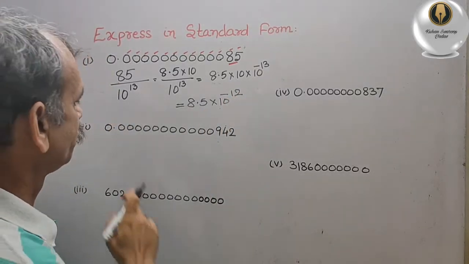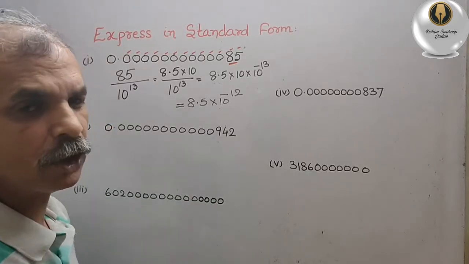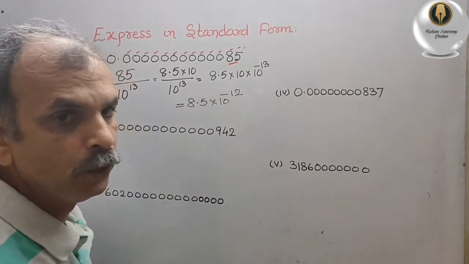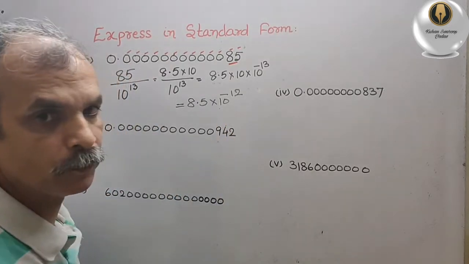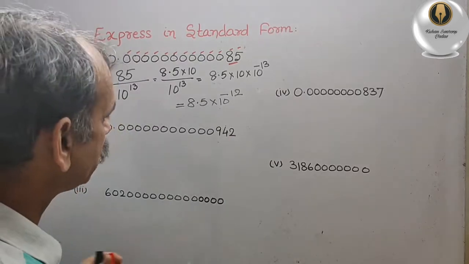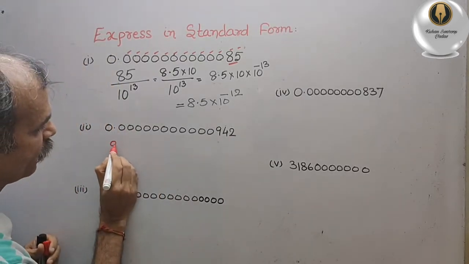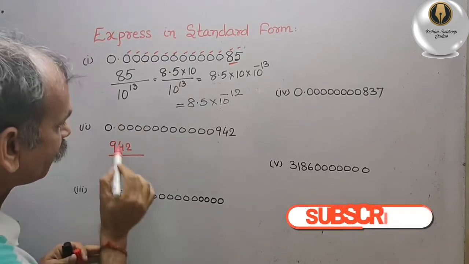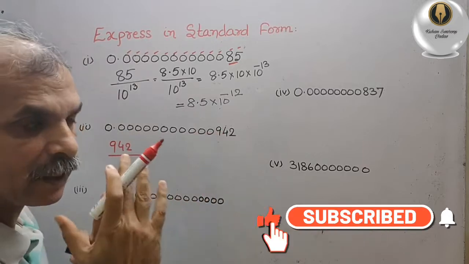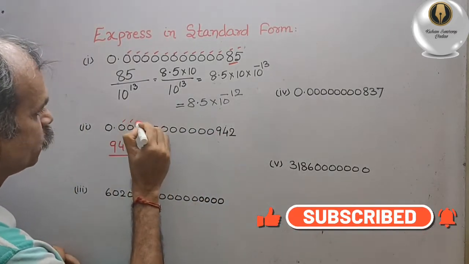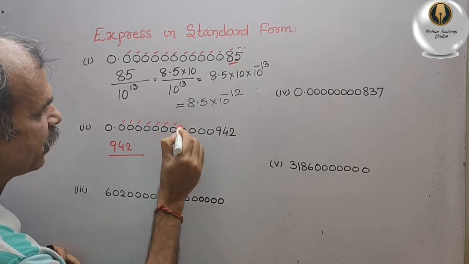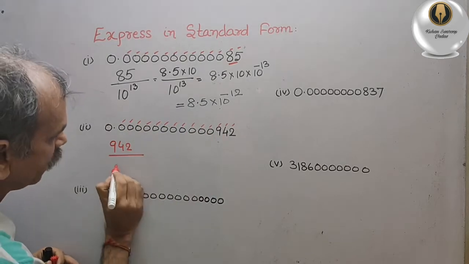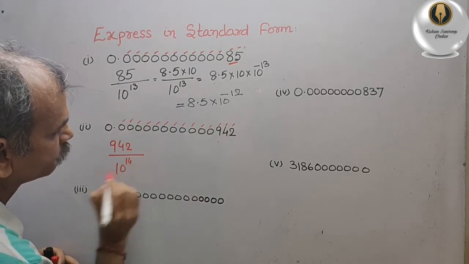Now next, here see the values 0.000 something, and at last they have given 942. So this is our value 942. So we will write that only. So it will come as 942 by, now after decimal how many digits are there, that we have to count. 1 2 3 4 5 6 7 8 9 10 11 12 13 and 14. So here it is 10 to the power of 14.